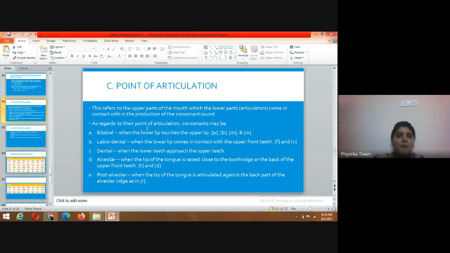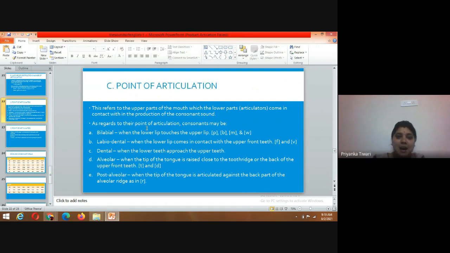Now, point of articulation. This refers to the upper parts of the mouth with which the lower articulators come in contact. Here we are discussing articulation: what is the function of the mouth in sound production? Articulators come in contact in the production of the consonant sound.